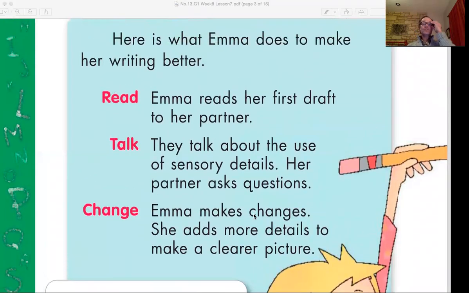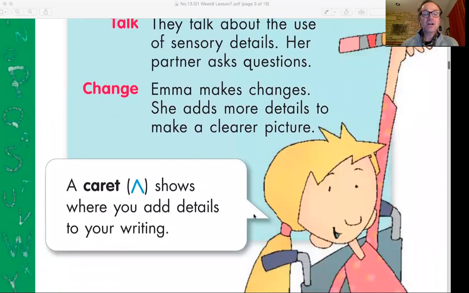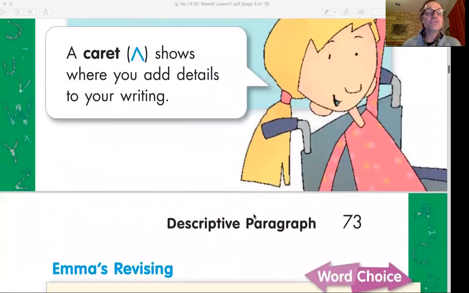So I'd like you to do that now, because you stopped it earlier and you wrote your first draft. Now I would like you to do what Emma did. Read your first draft to a partner, and then talk about it and talk about the sensory details. And then make some changes. I'll show you how Emma made her changes. Let's talk about that first, and then you should do this.